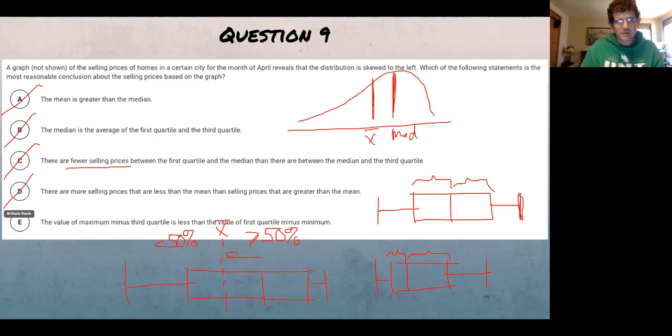If by deduction you come up with E, then you're good, but we can make sense of this one as well. The value of the maximum minus the third quartile, here's my max, and third quartile. This is skewed left, so this should be a pretty small gap. That distance is less than the value of the first quartile minus the minimum. Here's Q1, and here's the min. So this distance is going to be bigger than max minus Q3. So it takes quite a bit of wrapping your head around it, diving deep into the concept for this problem, but it does turn out that this is true.